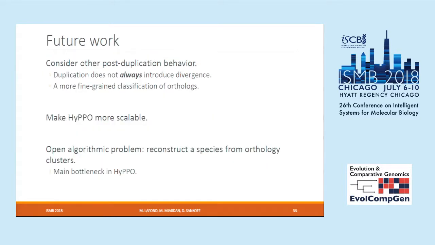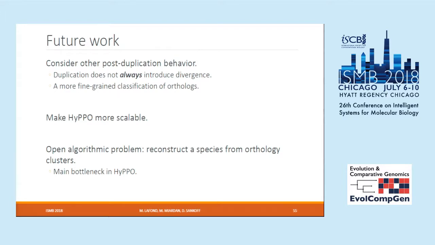All right, so let me conclude with some future work. What I'd like to do is to consider other types of post-duplication behavior. I do not really believe that duplication always introduces divergence after duplication. So I'd like to consider other models of duplication, which will lead to a more fine-grained classification of orthologs, because I don't believe that all orthologs are the same. It does depend on what happened in their evolutionary path. So that's one thing I'd like to do.